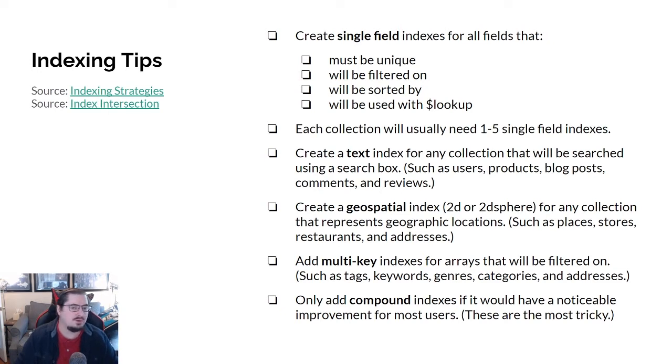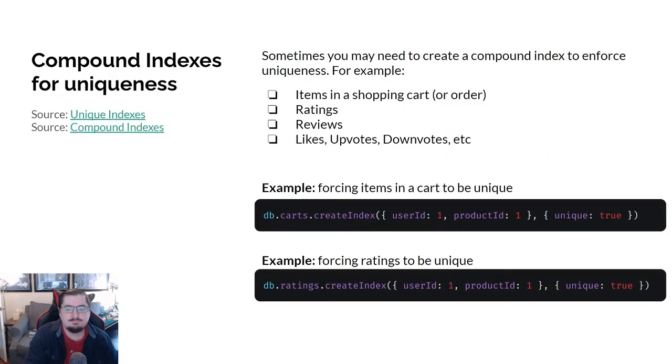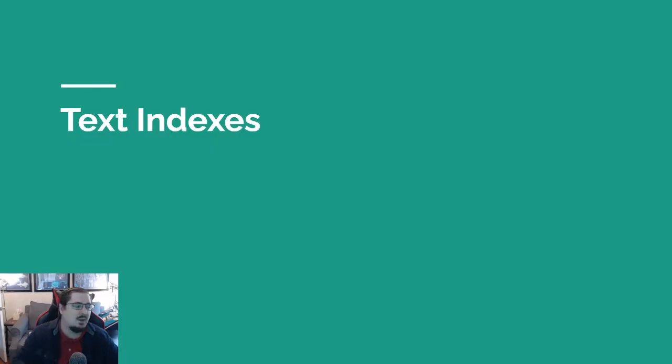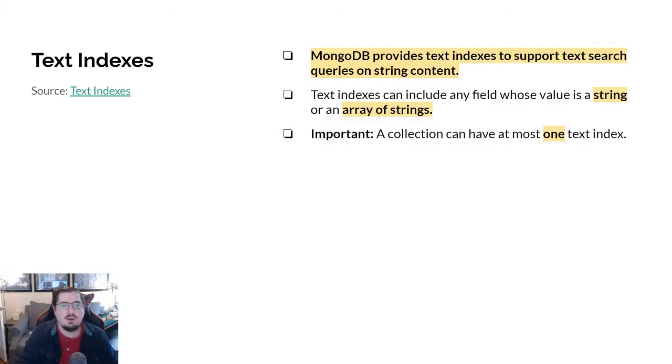What are the most common kinds of indexes you're going to be creating? Singles. And then what would be second most common? Text. Probably text. And third to that would be things like multi-key. But single field and text are going to be your most common two kinds of indexes that you'll want to create. Okay, so let's talk a bit about text indexes.